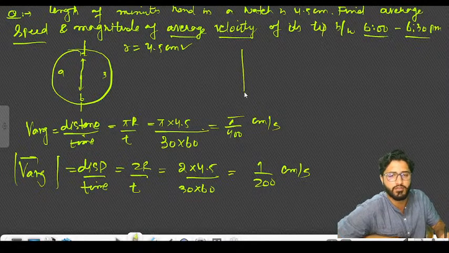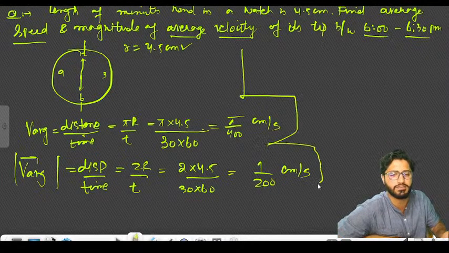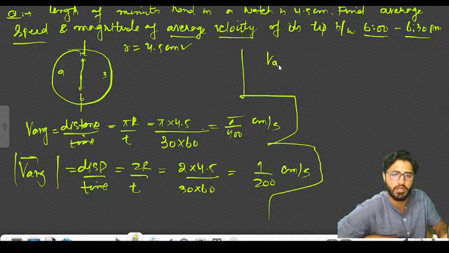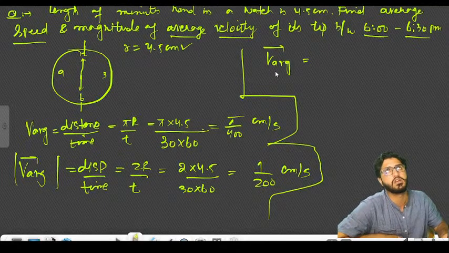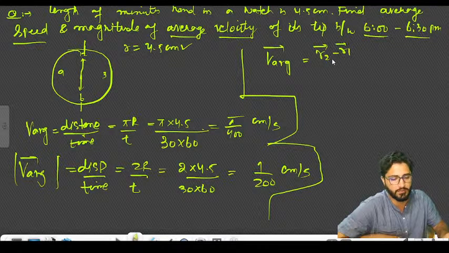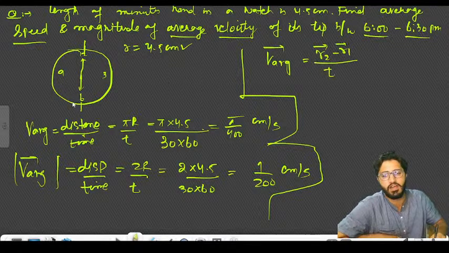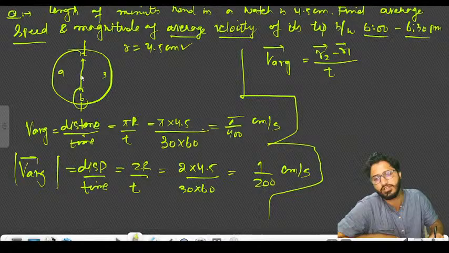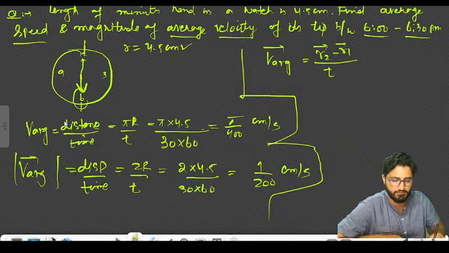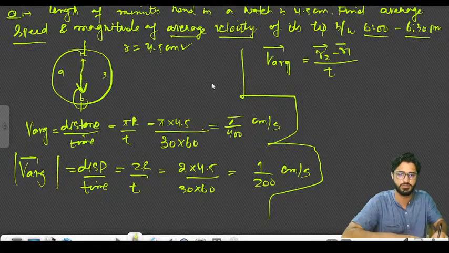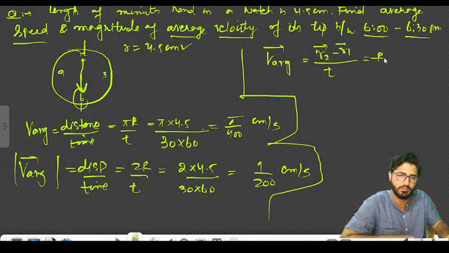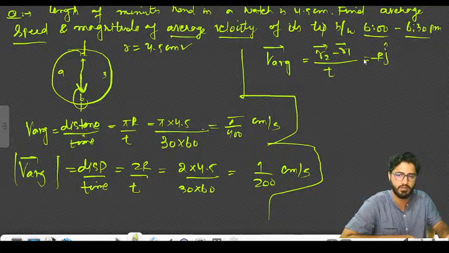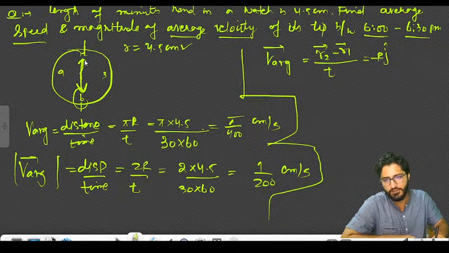Done. If somebody will ask you how to write V average, how to write V average? Sir, displacement means final minus initial divided by total time. Finally, it is here now. Look, you can see my clock's arrow is towards 6. Towards 6 means downwards. So is it minus RJ cap? Initially it is upwards, plus J cap.